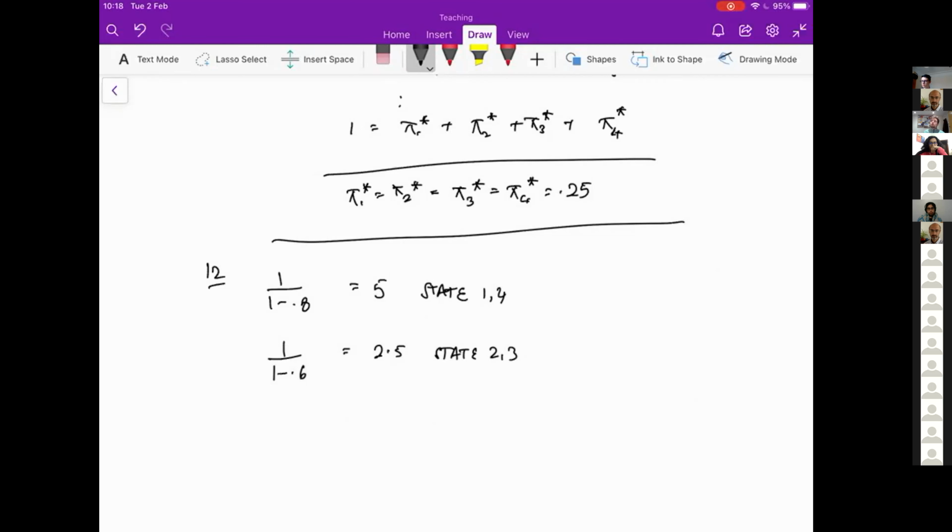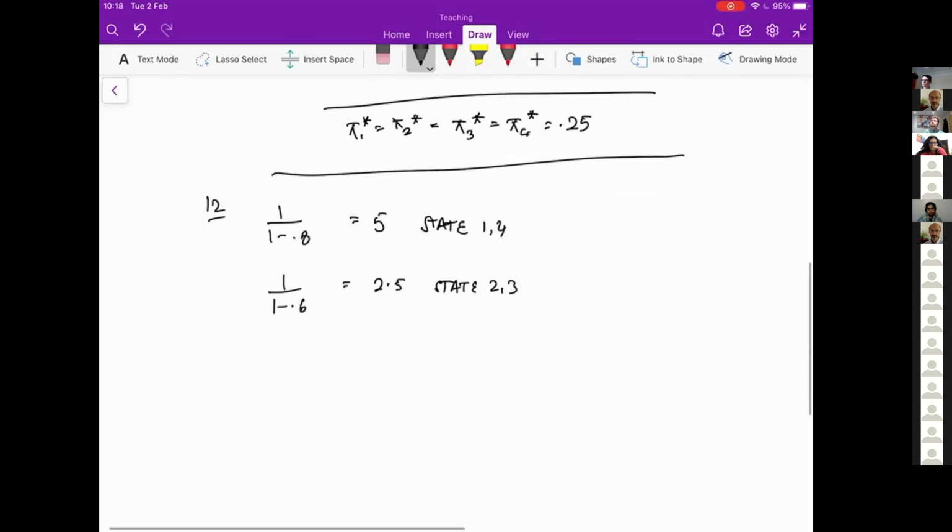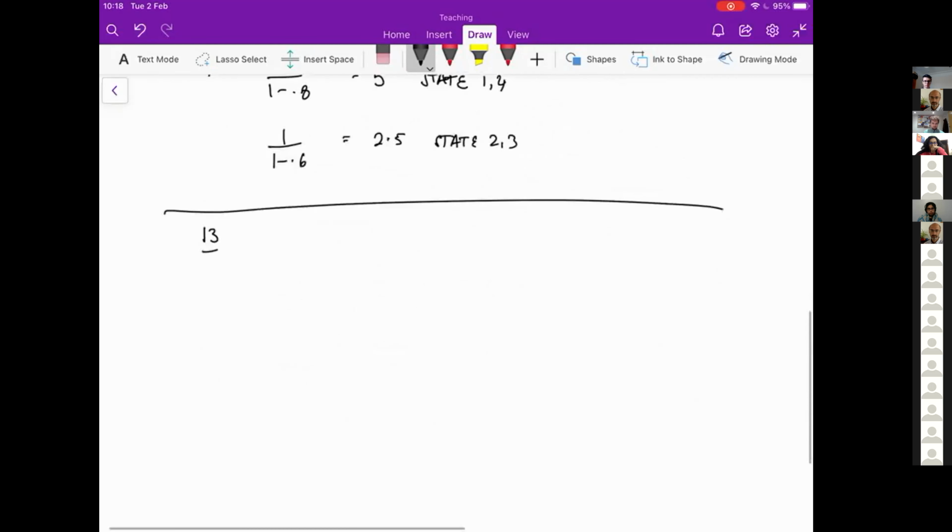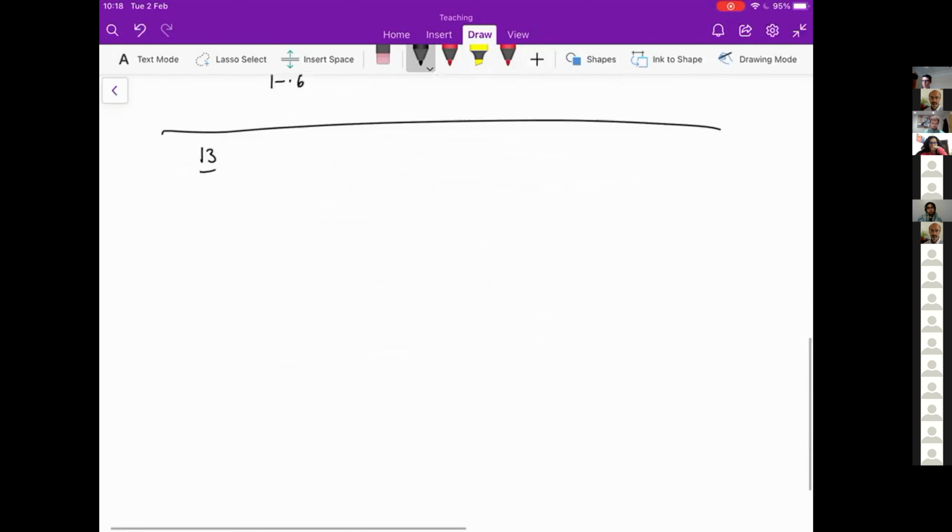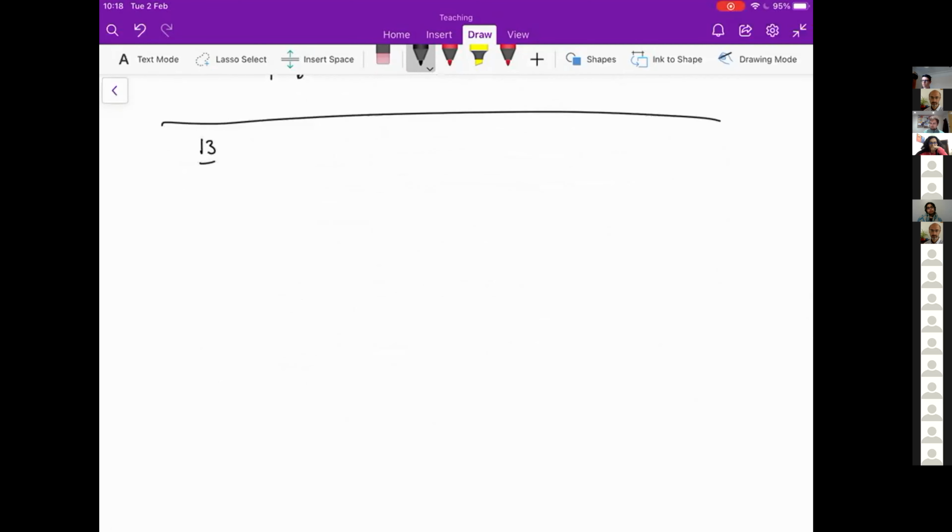Should be straightforward. Okay. Any questions? All right. So let's move to question 13. Now we're going to continuous time Markov chains. And I find it confusing, and other people find it confusing.